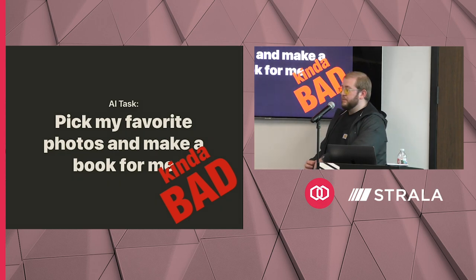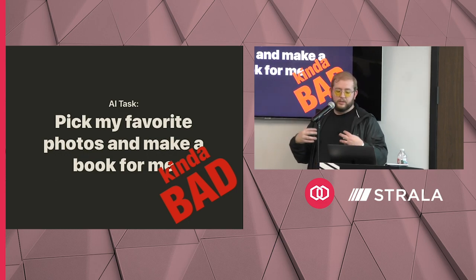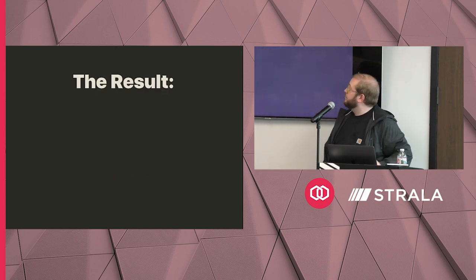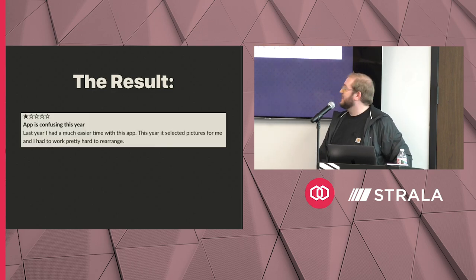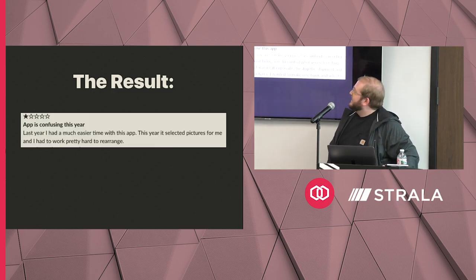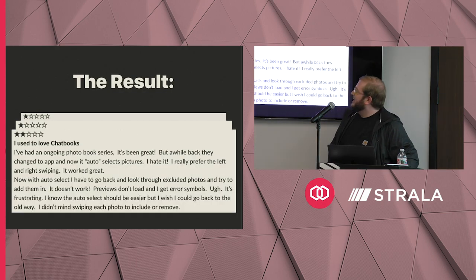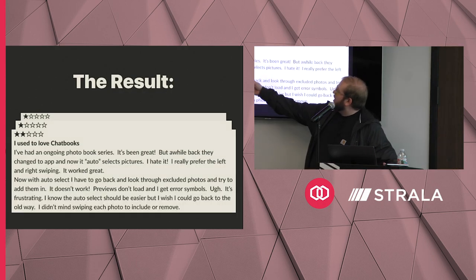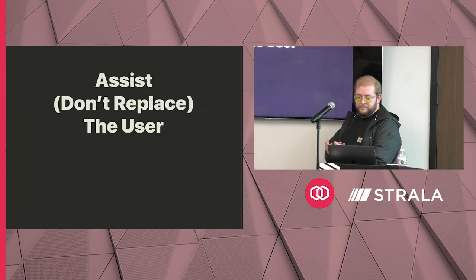So the algorithm could do a lot of cool things, but the experience that we wrapped it in was taking way too much control away from the user and trying to read their minds, which AI can't do. So the result we got was some bad reviews, like app is confusing, you're terrible liars and thieves, and you're the worst people in the world because you made automatic books for me. And I used to love Chatbooks, and now it auto selects pictures and I hate it. We had gone too far, so we needed to walk it back a little.